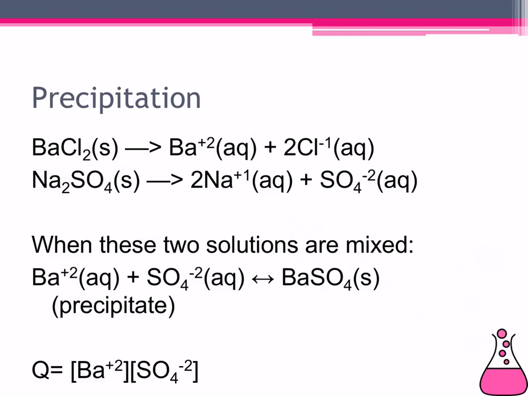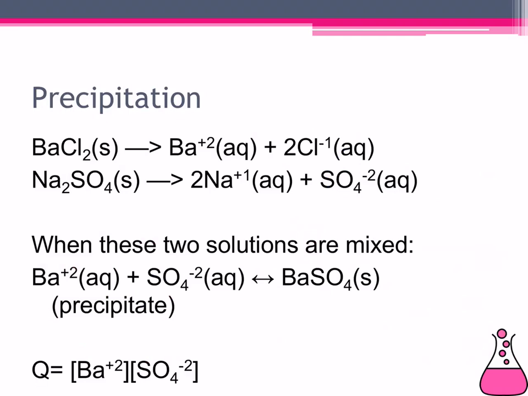Okay, we're now going to talk about precipitation. When I'm talking about precipitation, I'm not talking about the precipitation that falls from the sky like snow or rain. We're talking about precipitating a solid out of a mixture of aqueous solutions. So if I mix two solutions together of BaCl2 and Na2SO4, I should form a precipitate here.